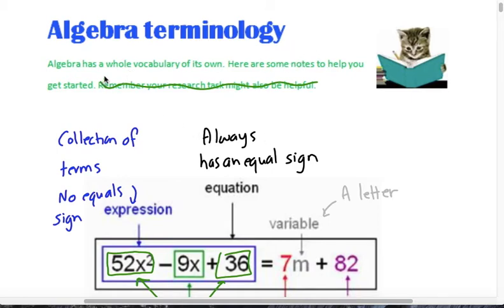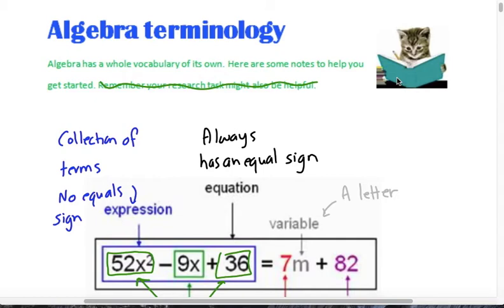Okay, so as we said, algebra has a whole vocabulary of its own. So here are some notes to help you get started. You might remember some of this terminology because it was probably covered a little bit in Year 7, possibly a little bit in Year 8, but definitely in Year 7, I'd say. We need to do a refresher because it's the base. We'll be using these terms a lot throughout this whole unit on algebra.